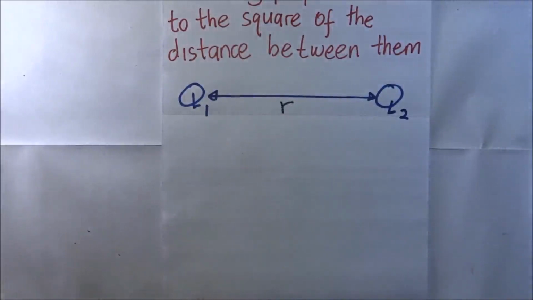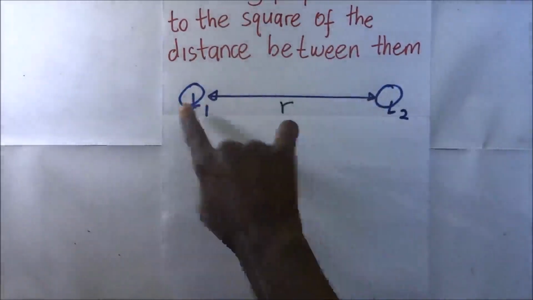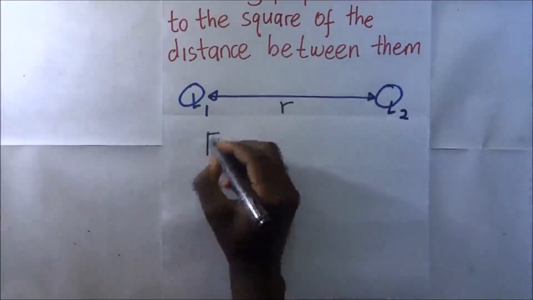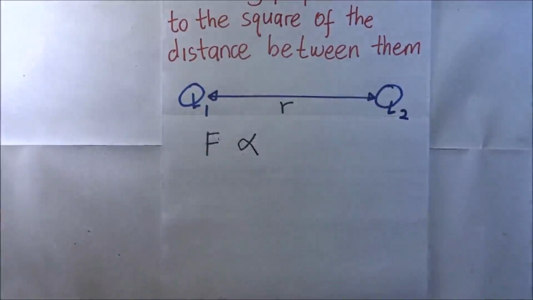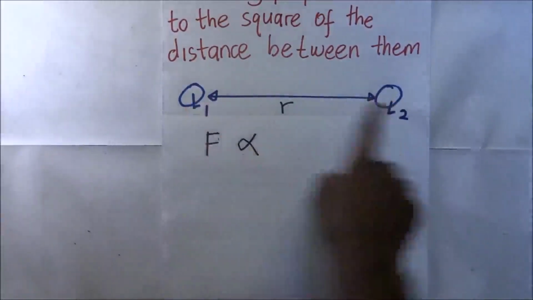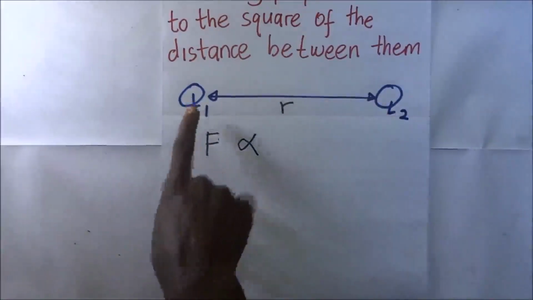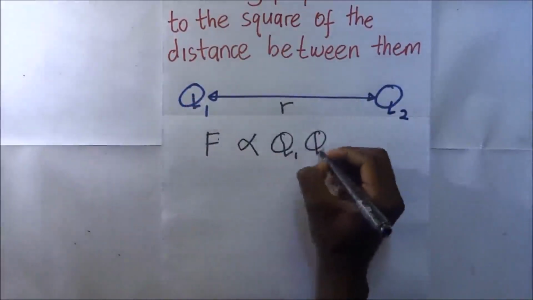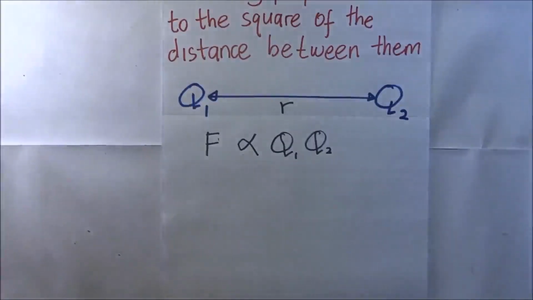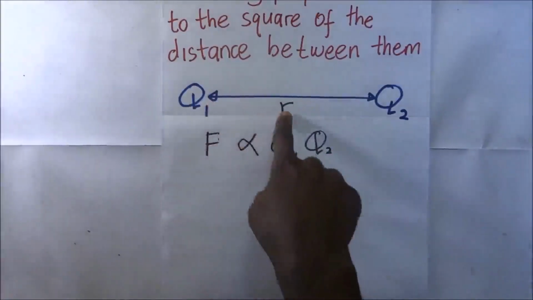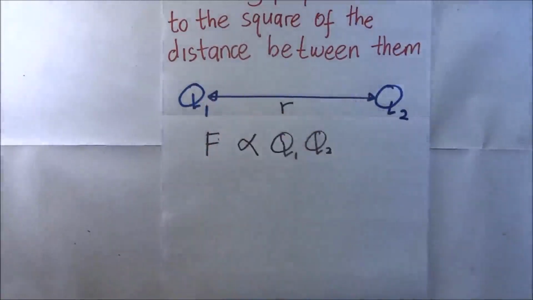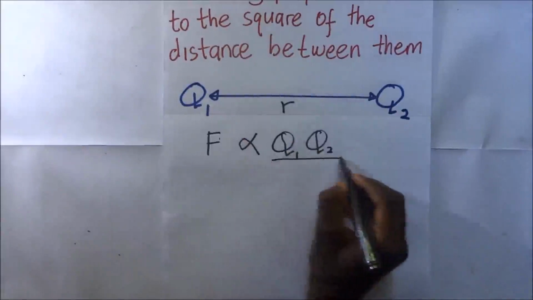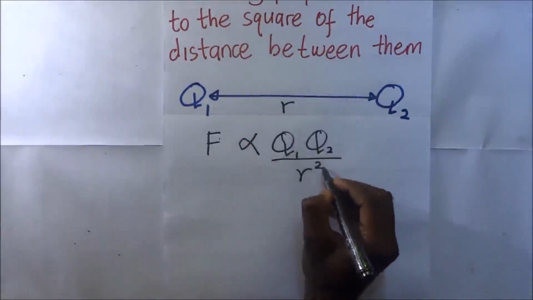So according to the law, the force that exists between these two point charges, which we shall call force F, is going to be directly proportional to the product of these two charges. It means it's directly proportional to Q1 times Q2, but also inversely proportional to the square of their distance apart.